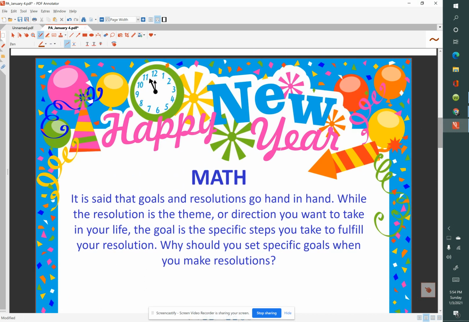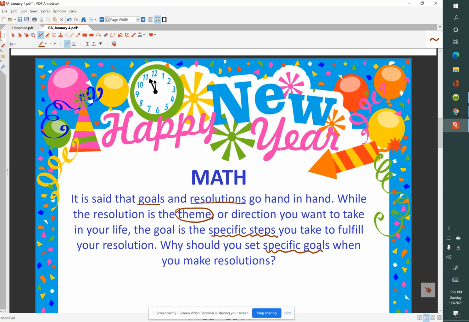Happy New Year again. Now, it is said that goals and resolutions go hand in hand. While the resolution is the theme, the big picture, the direction you want to take your life, the goal is the specific steps that you take to fulfill your resolution. And why should you set specific goals when you make resolutions? So we're not asking you to make a resolution here. We won't be doing that for another few days. But we're just asking you to think about, why should you set goals when you make your resolutions?